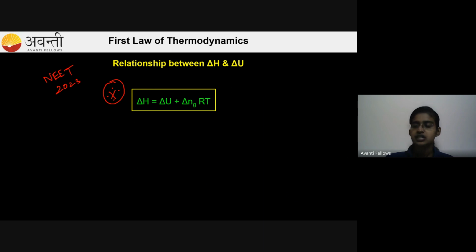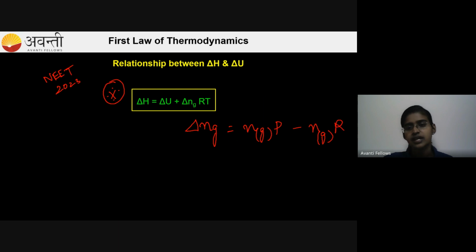Delta Ng is the change in the number of moles of the gaseous product minus the number of moles of the gaseous reactant. That's all. While solving the numericals of this topic, I will discuss this so that you get a clear idea of how to solve the questions and how to get delta Ng from the given reaction. And R is the gas constant here and T is the temperature. Clear for all?